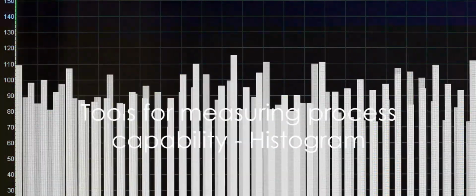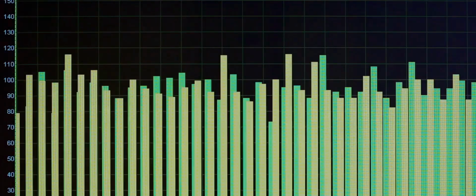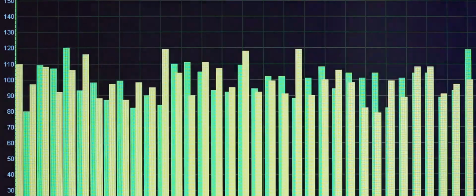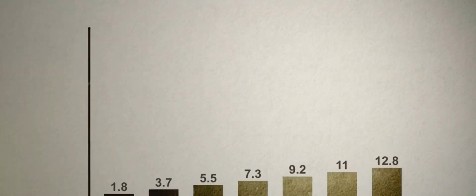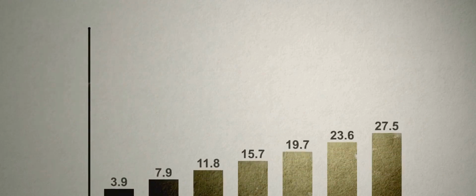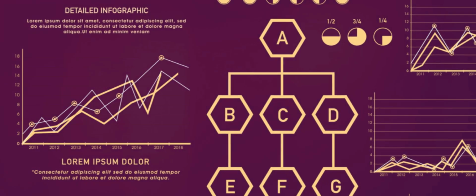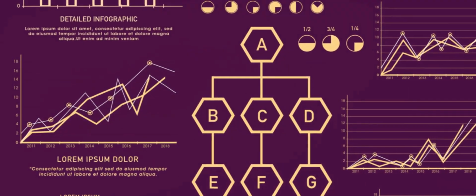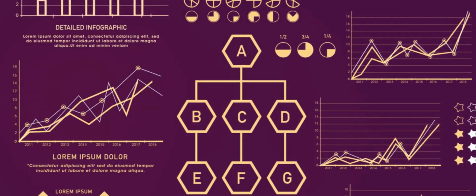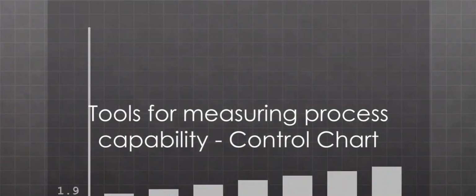Now, how do we measure process capability? One of the most frequently used tools is the histogram. This is a graphical representation of the frequency distribution of the process performance data. It illustrates how often each value or range of values occurs within the data set. By comparing the histogram with the specification limits, we can ascertain how much of the data falls within or outside the acceptable range.